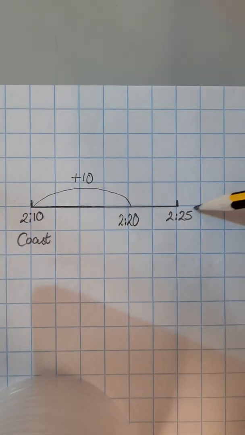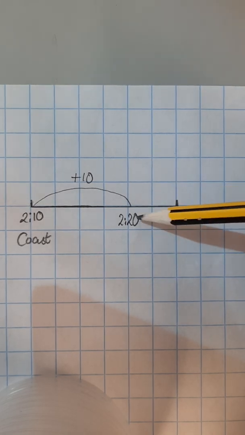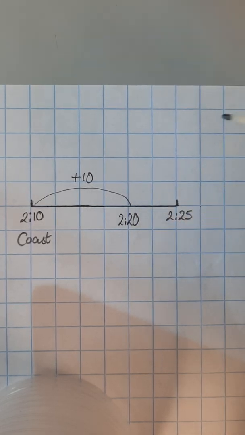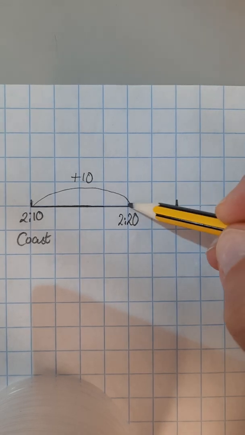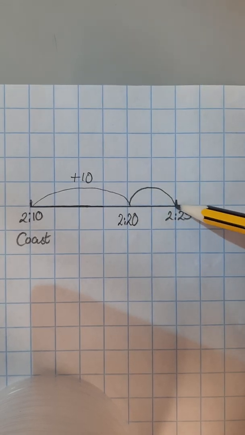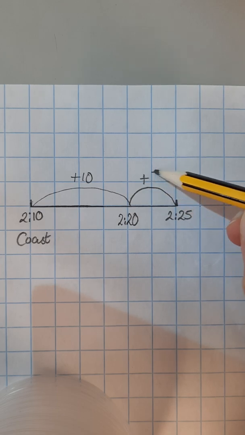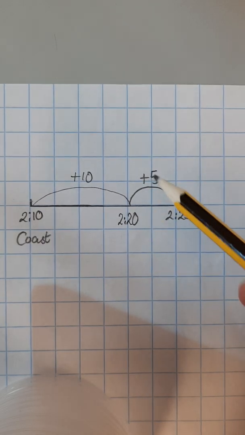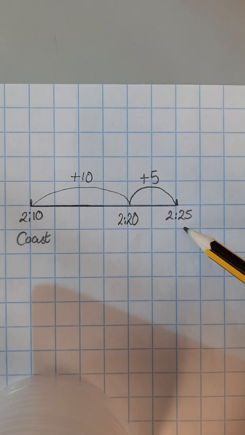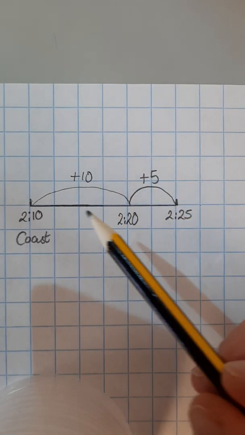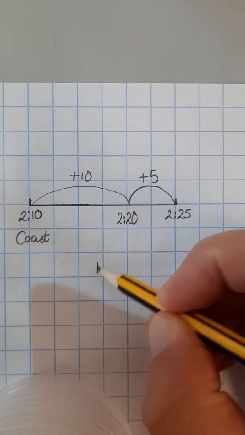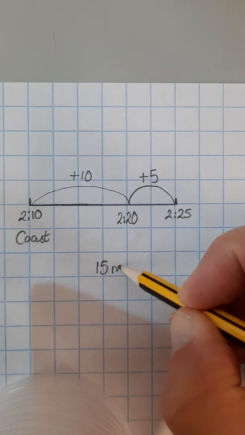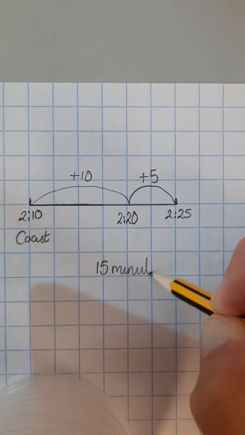Now I haven't got to 2:25 yet, quite clearly. There's a gap numerically and there's a gap on the number line. So then I'm going to jump another gap. Difference between 20 and 5 suddenly becomes quite an obvious one. I'm going to plus 5 there, and when I add 5 to 20, I get to 25. So how many minutes was that? Well, I will add up 10 and 5, and so that makes the duration of the program 15 minutes.